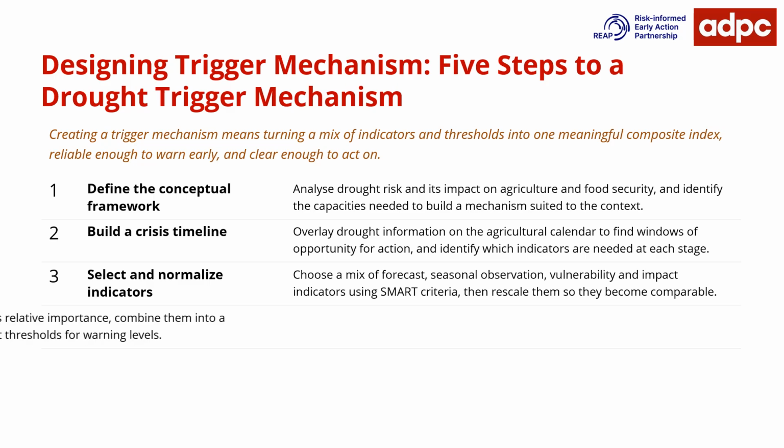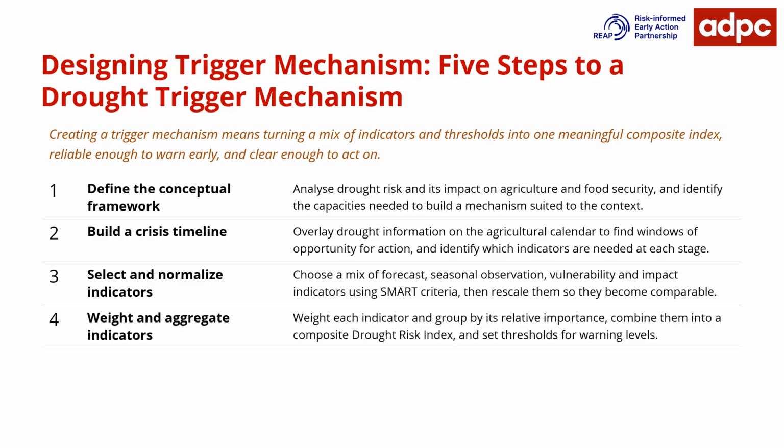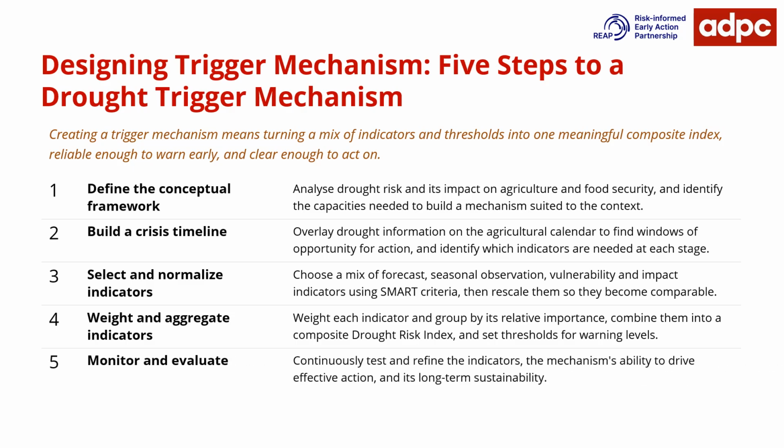Step 4. Weight and aggregate indicators. Weight each indicator and group by its relative importance, combine them into a composite drought risk index, and set thresholds for warning levels. And Step 5. Monitor and evaluate, continuously test and refine the indicators, the mechanism's ability to drive effective action, and its long-term sustainability. Source: FAO, 2024.